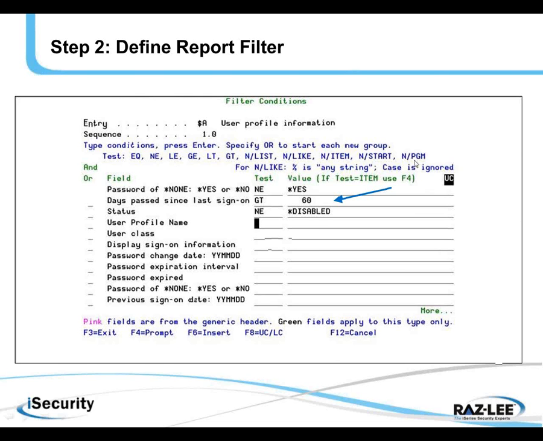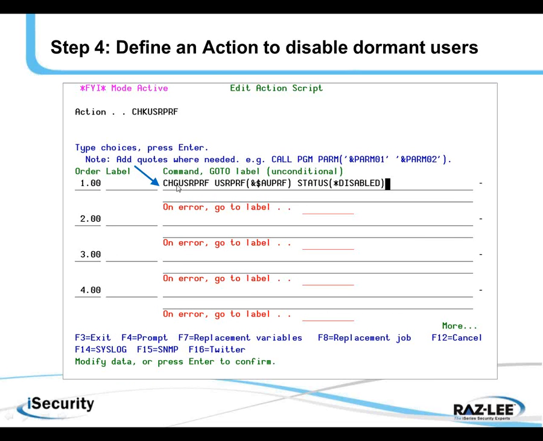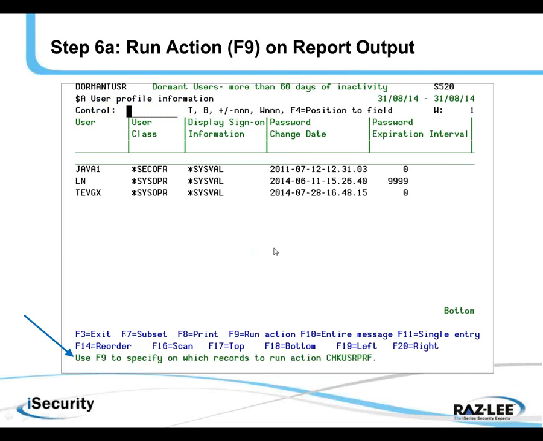In step 3, I'll define the sort fields as well as the output fields for this report. The action called check user profile will automatically run this command, change user profile of the user profile, which will be output in the report and which gets dynamically substituted at runtime. And I'll change that user profile to be status disabled. I'll run the query, run the action on the result, check user profile, as you can see here.